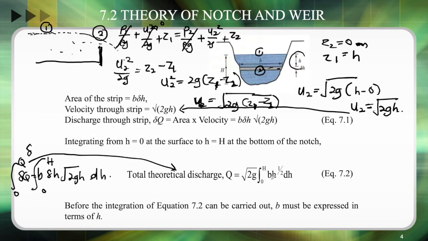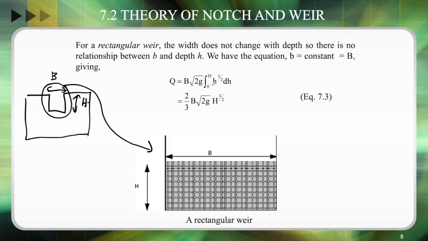And then what about H? Because we want to integrate H, we will substitute capital letter H here, because we want to integrate from 0 to H. So from here, I will take a look at 0 to H, and then we want to integrate H to the power of half dH. So here we will integrate.